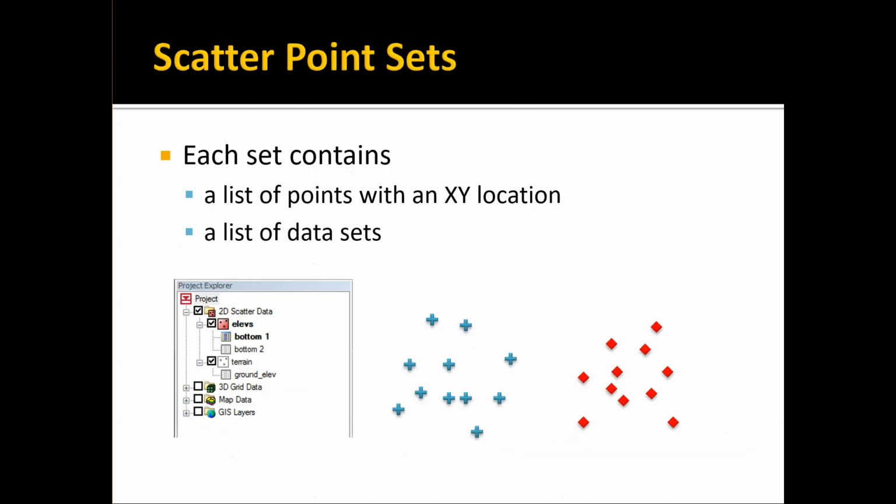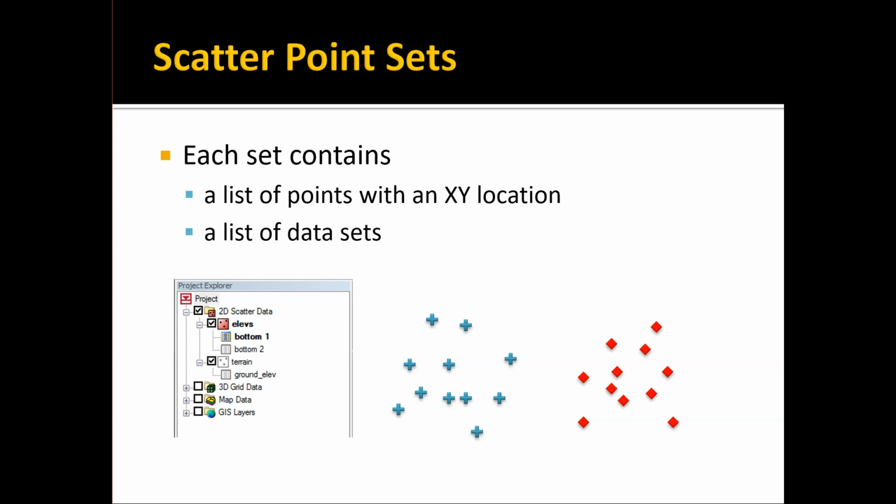And so the first step is to create what are called scatter point sets. This is one of the fundamental object types in GMS. If you are familiar with ArcGIS, this would be equivalent to a point feature class, where a scatter point set contains a set of points, each of which has an XY location. And then we can have what in GMS we refer to as data sets. So that would be like an array of values, one per point.